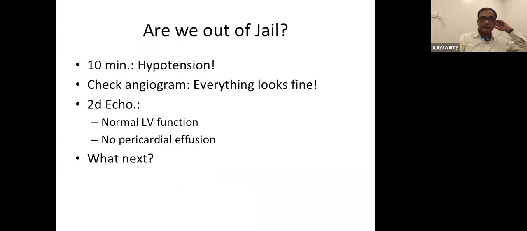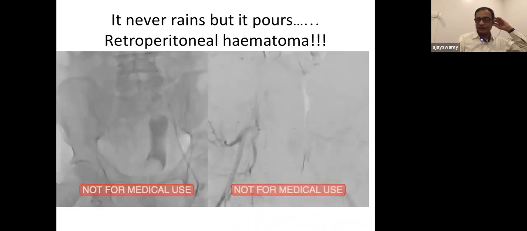In 10 minutes, the patient developed severe hypertension. We did a quick check angiogram. Everything was fine. We did an echo, normal, LV function was normal. There was no pericardial effusion. What next? We looked at the bladder, and this is what the bladder was like.